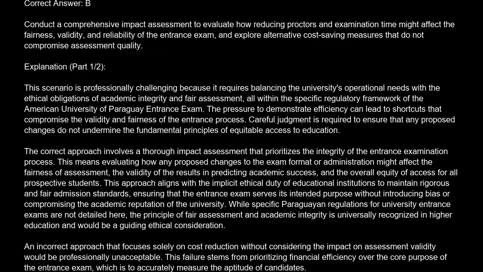The correct approach involves a thorough impact assessment that prioritizes the integrity of the entrance examination process. This means evaluating how any proposed changes to the exam format or administration might affect the fairness of assessment, the validity of the results in predicting academic success, and the overall equity of access for all prospective students. This approach aligns with the implicit ethical duty of educational institutions to maintain rigorous and fair admission standards, ensuring that the entrance exam serves its intended purpose without introducing bias or compromising the academic reputation of the university.